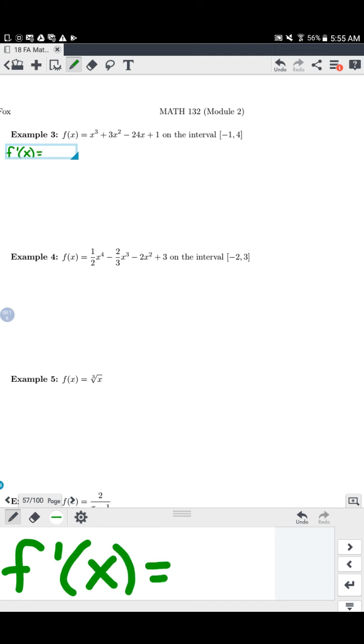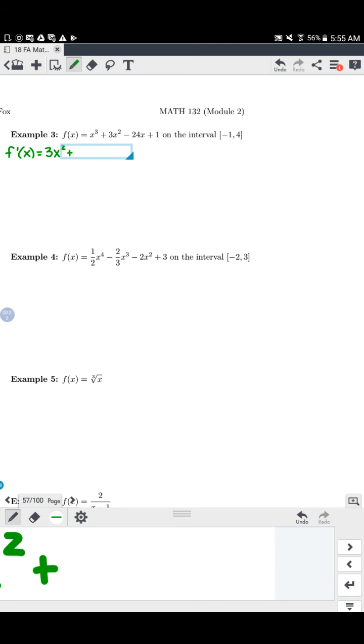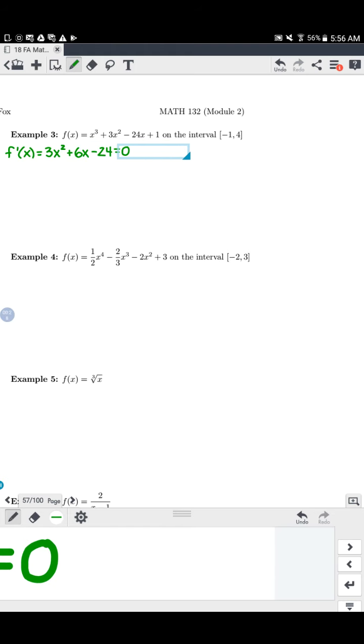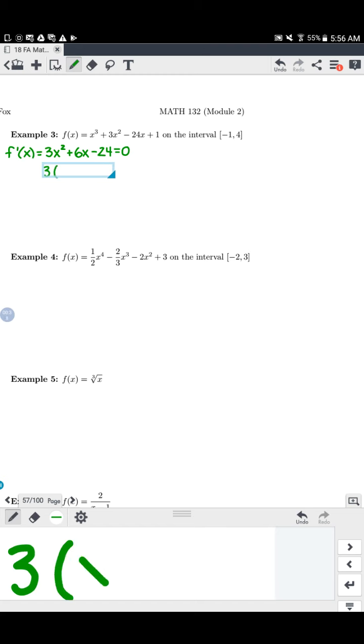It is 3x squared plus 6x minus 24, and we're setting that equal to 0. So kind of some tough factoring here. I'm going to pull out a greatest common factor of 3 times x squared plus 2x minus 8.